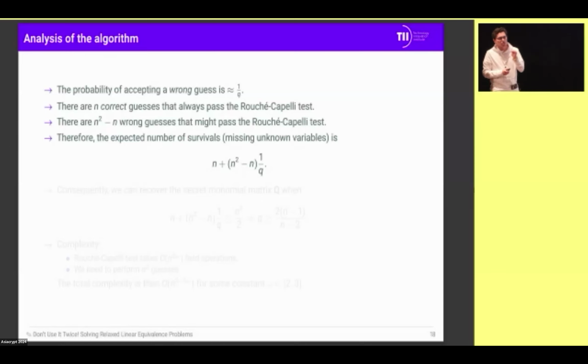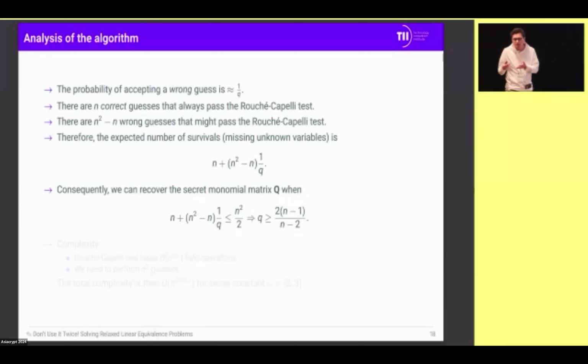There are essentially n correct guesses. Those are coming from the secret matrix Q, because of the structure of Q. So for sure we have the n correct guesses, but we can get at most, on average, n squared minus n wrong guesses. So putting the numbers, the number of expected surviving variables after we eliminate the variables with the guessing is n times (n squared minus n) divided by q.